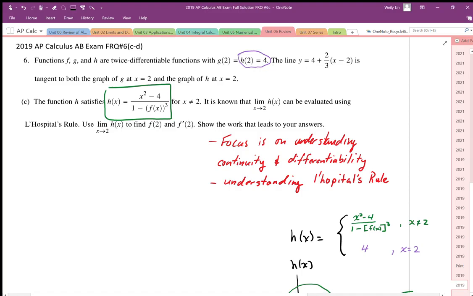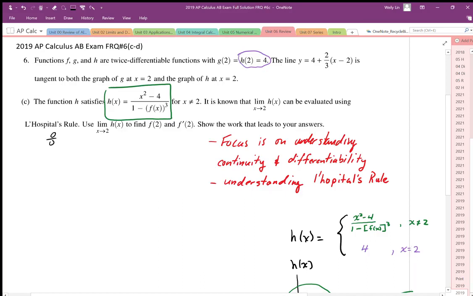The function h satisfies h(x) = (x squared minus 4) over (1 minus f of x cubed) for x not equal to 2, which means that it's likely got a hole at x equals 2. It's also known that the limit of h(x) can be evaluated using L'Hopital's rule. Now, that's also a clue that we are dealing with a 0 over 0 situation.